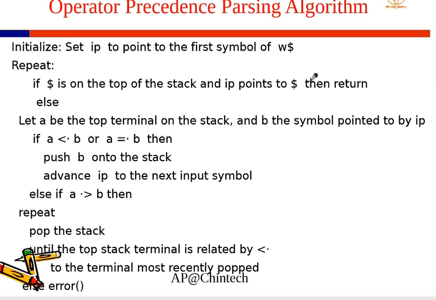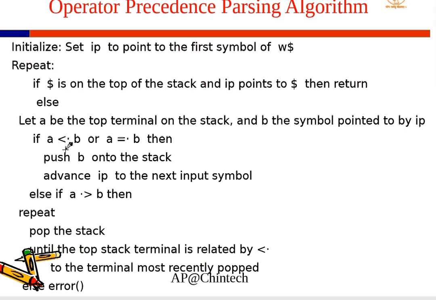Otherwise, else we will consider whatever is on top of the stack, that is, the top terminal on the stack can be represented as A. Top terminal, don't confuse it with non-terminal. Top terminal on the stack is represented by A, and the current pointed input symbol can be represented as small letter b. So we have A, that is on the top of the stack, and b is your current input symbol.